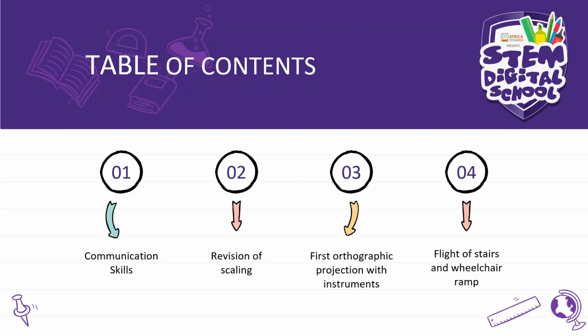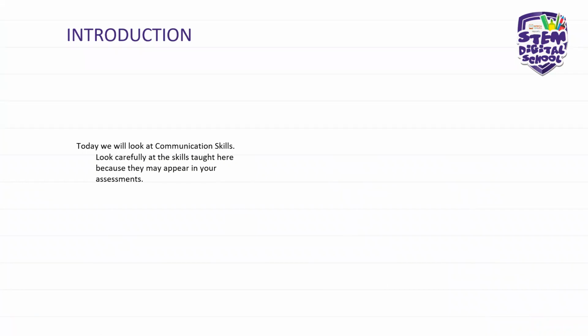And you need to remember them as they are part of the content that you have to do in grade 9. We'll do revision of scaling, first orthographic projection with instruments, and we'll do a flight of stairs. We are supposed to do a flight of stairs and a wheelchair ramp, but we'll do a flight of stairs in this lesson. Look at the communication skills because you might be required to remember those for your assessments.